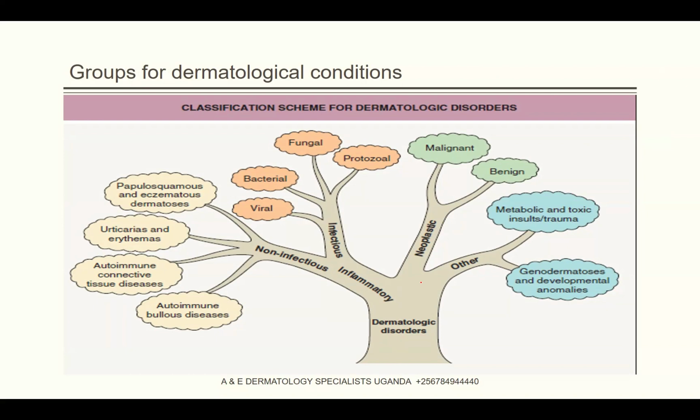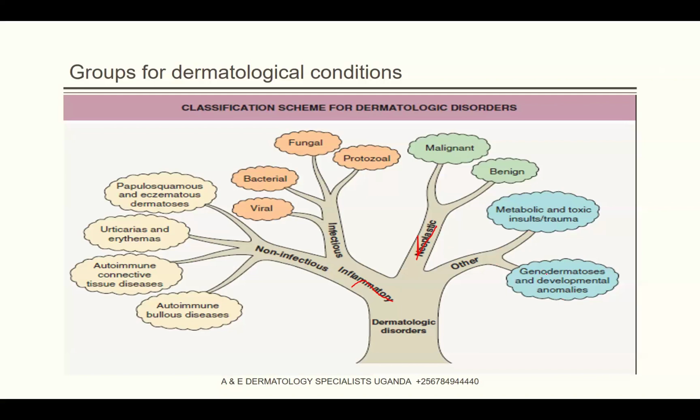The conditions that we usually see, we classify them into either inflammatory conditions or neoplastic conditions. So under neoplastic conditions, we know that neoplasia means abnormal growth, and this can either be malignant, meaning that it can spread from one area to another and attack surrounding tissue, or these neoplastic processes can give rise to benign conditions. And then we also have what you call metabolic and toxic insults. They also cause skin manifestations, as well as what we call genodermatosis.